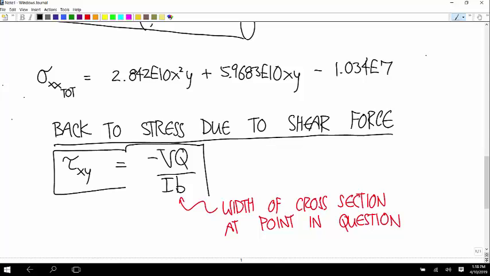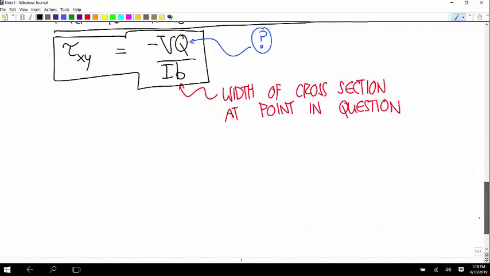And so to use this formula, the only thing we need to know is this Q. Okay, so I have to tell you how to calculate that. I guess it's the first moment of area, though I don't know of people calling it that. So I'm just going to call it Q.